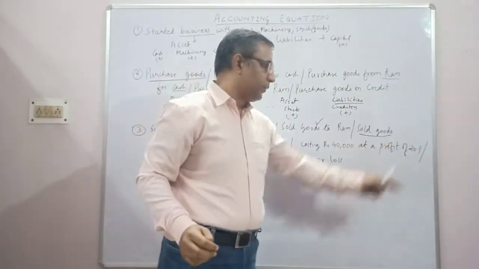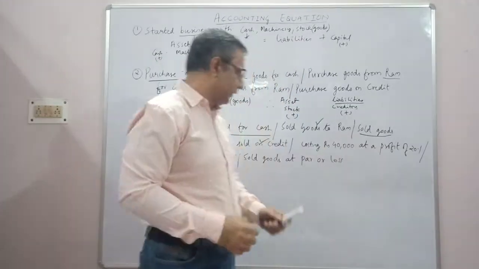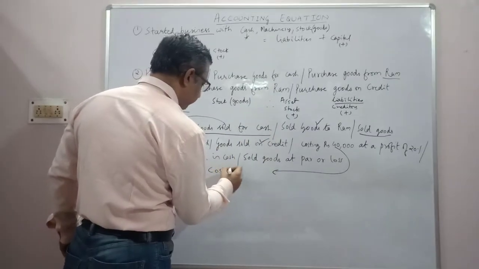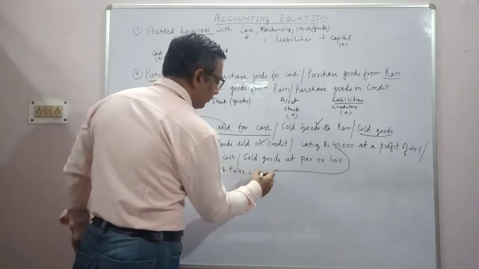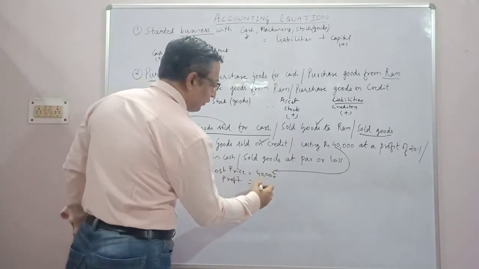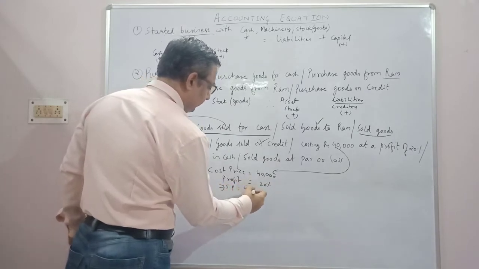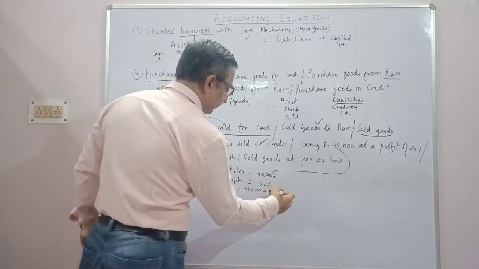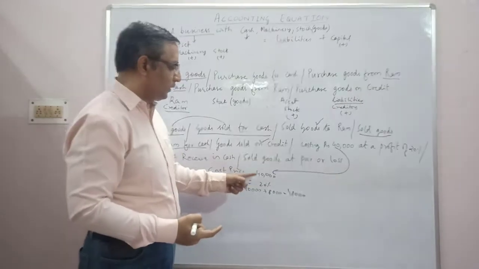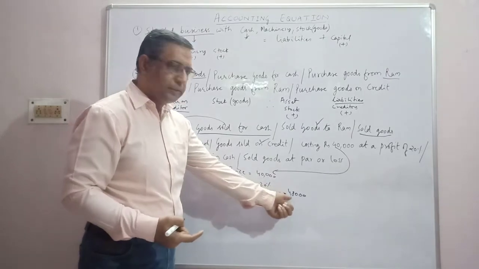and it says that it is sold at a profit of some percentage. So we have to find out the selling price here. For this transaction, we have to find out the selling price. First we write the cost price. Cost price is 40,000. Then profit is 20%. Therefore our selling price will be 40,000 plus 8,000 is equal to 48,000. 8,000 comes when you calculate 20% of 40,000. The cost price plus profit is equal to selling price.